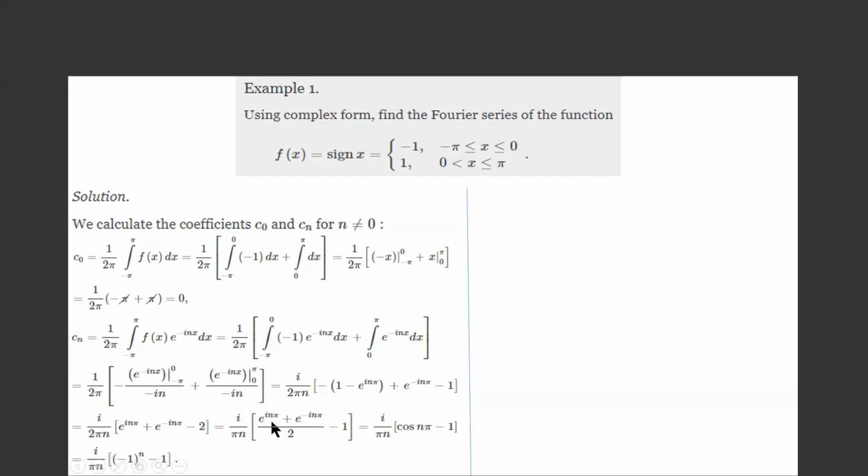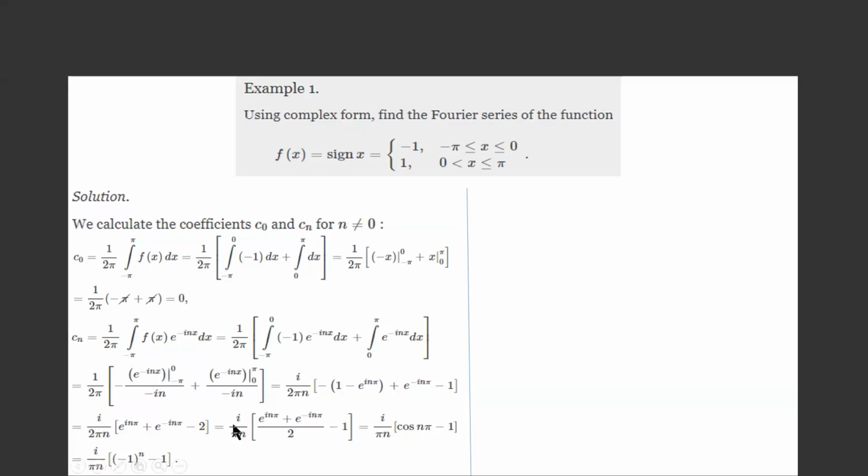Remember, e to the i n pi is cosine n pi plus i sine n pi. And this one is cosine minus n pi plus i sine minus n pi. Sine n pi is 0 because sine pi is 0, sine 2 pi is 0, sine 3 pi is 0, sine 4 pi is 0. So this term has cosine plus i sine, and this one cosine minus i sine, so the i sine will be deleted with the minus i sine. Even if it's not deleted, the sine is 0 at pi and 2 pi and 3 pi.